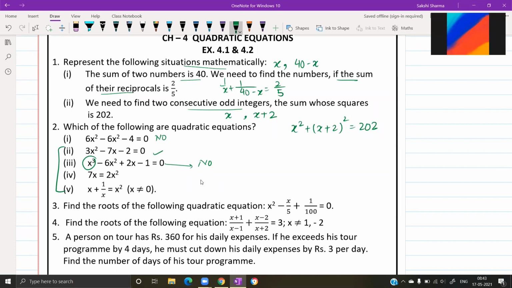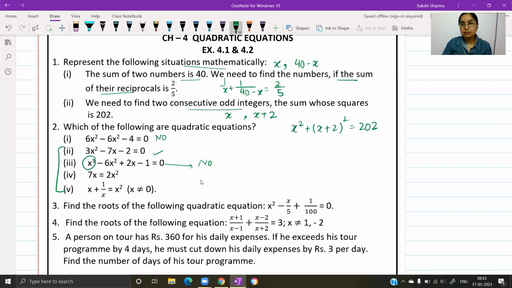What about the fourth one? I mean, in the fourth one, we do not have the constant value. Doesn't matter. Still, it's a quadratic equation. You have the leading term as 2x square. आपके पास जो variable की highest power है वो 2 है. That is what you require for the equation to be a quadratic equation.